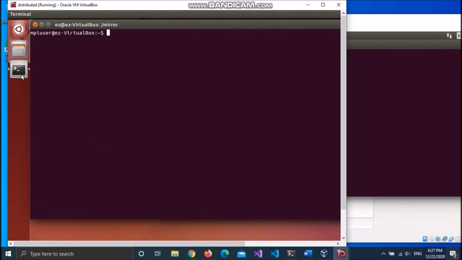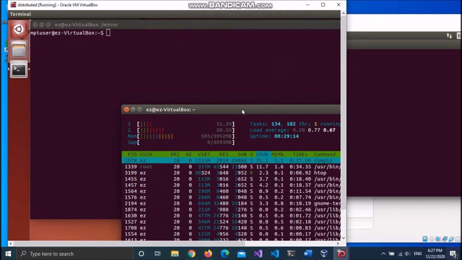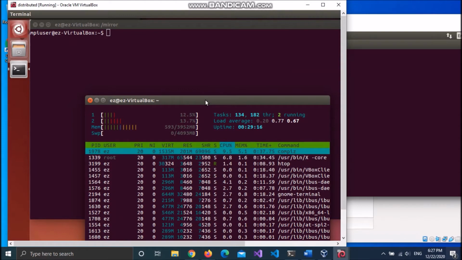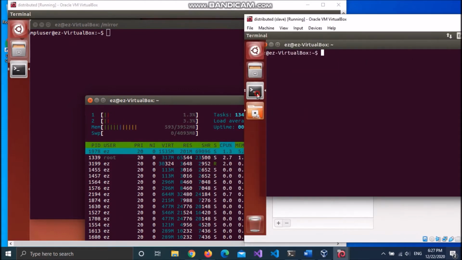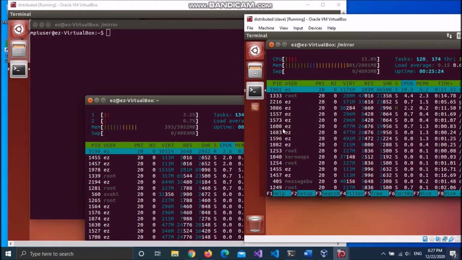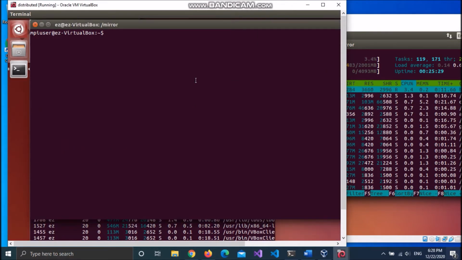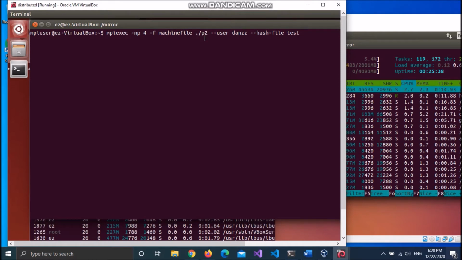I have another terminal which is running the htop utility, which shows the resource consumption of a machine. I also have a terminal running htop here as well. Let me close this one. What I want to demonstrate here is, as soon as I run this command, it is executing my executable p2, which is the distributed brute force password cracker.